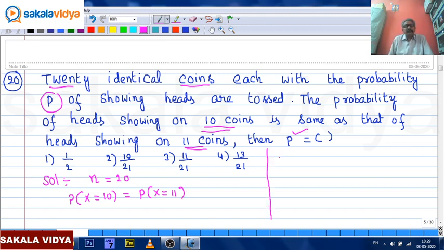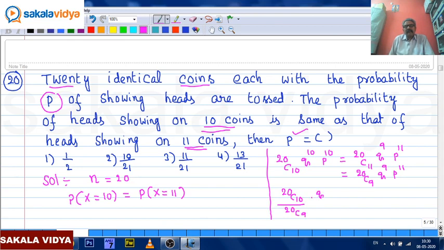So the probability of getting x equal to 10 means 20 C10 q to the power of 10 p to the power of 10 equals 20 C11 q to the power of 9 p to the power of 11. We can write 20 C11 as 20 minus 11 is 9, 20 C9 q to the power of 9 and p to the power of 11. So we can write 20 C10 divided by 20 C9 into q to the power of 10 by q to the power of 9 equals p to the power of 11 by p to the power of 10. All of you check this step, it is correct.